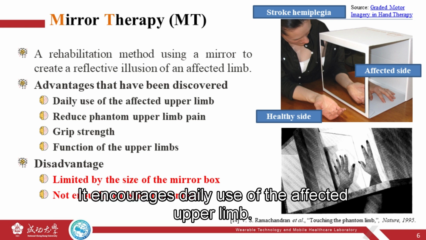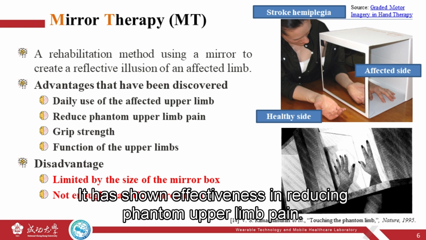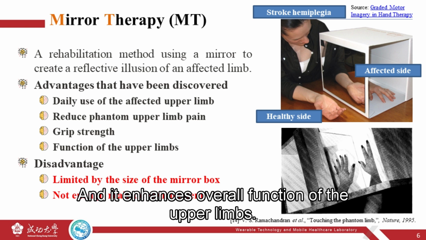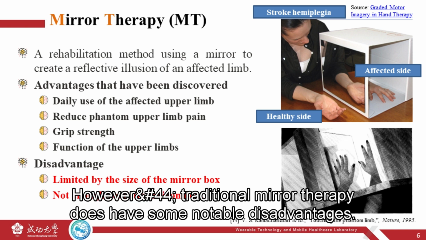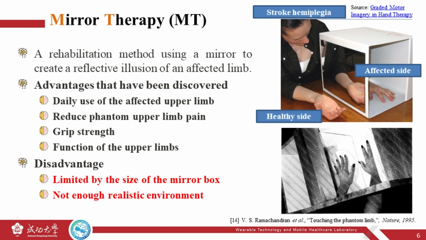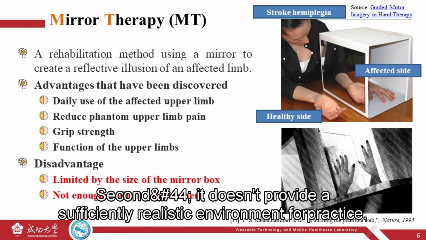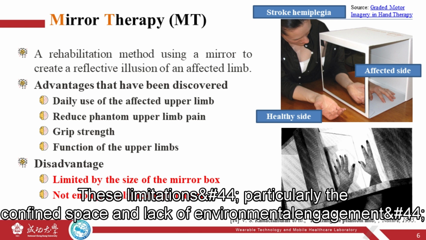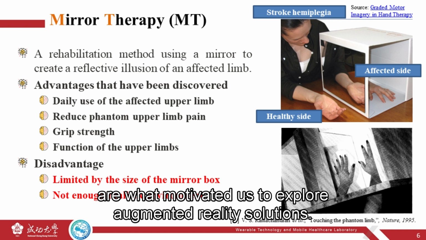It encourages daily use of the affected upper limb. It has shown effectiveness in reducing phantom upper limb pain. It helps improve grip strength. And it enhances overall function of the upper limbs. However, traditional mirror therapy does have some notable disadvantages. First, it's limited by the size of the mirror box, which constrains the range of possible movements. Second, it doesn't provide a sufficiently realistic environment for practice. These limitations, particularly the confined space and lack of environmental engagement, are what motivated us to explore augmented reality solutions.